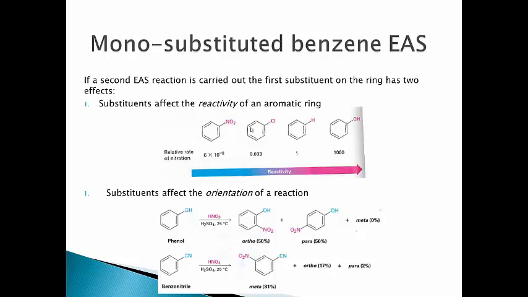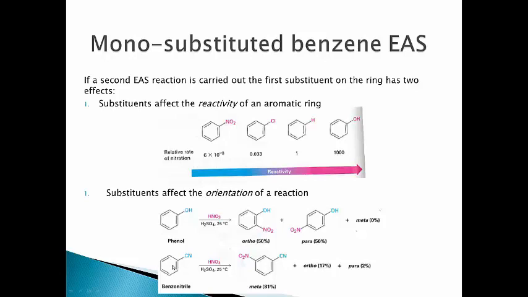These substituents affect the reactivity, but they also affect where the second group is going to add on. So if we look at a nitration reaction, we've got HNO3 and sulfuric acid, and we're going to add on our NO2 as the electrophile. If we have a phenol, the phenols are ortho-para directing. So if you do the reaction, you get 50-50 ortho and para. Okay, so pushing those electrons in, we get 50-50 ortho-para.